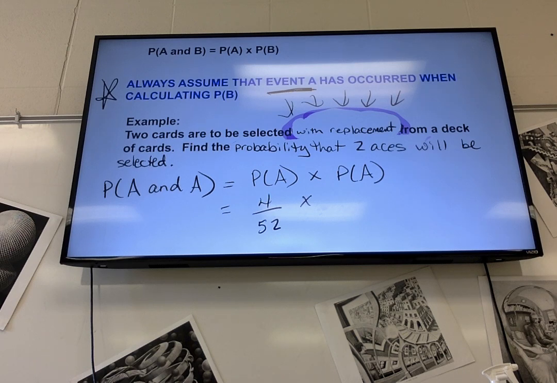Okay, so we picked the ace. We put it back in. So remember, you have to assume that you've done one before you do the other. But since we put it back in, the second probability is exactly the same. So now when you're multiplying, it's best to reduce first. So it's not like the addition and subtraction problem. Grab your calculator. You're going to need it for sure for this, because we're going to be multiplying pretty big numbers.